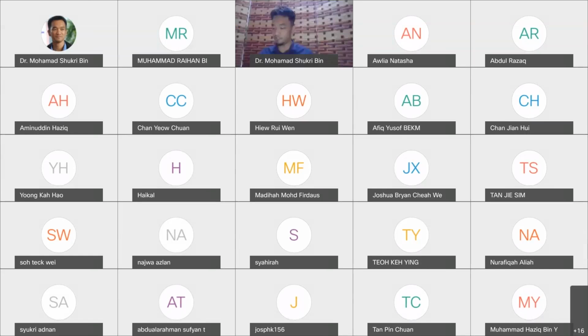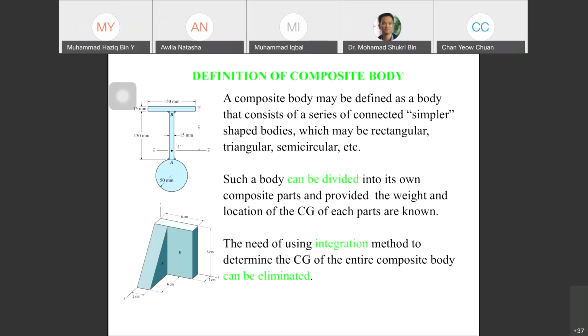Connected simple shape body, which may be rectangular, triangular or semicircle, etc. Such a body can be divided into its own composite parts, provided the weight and location of the center of gravity of each part are known. So the need for using integration methods to determine the CG of the entire component can be eliminated.